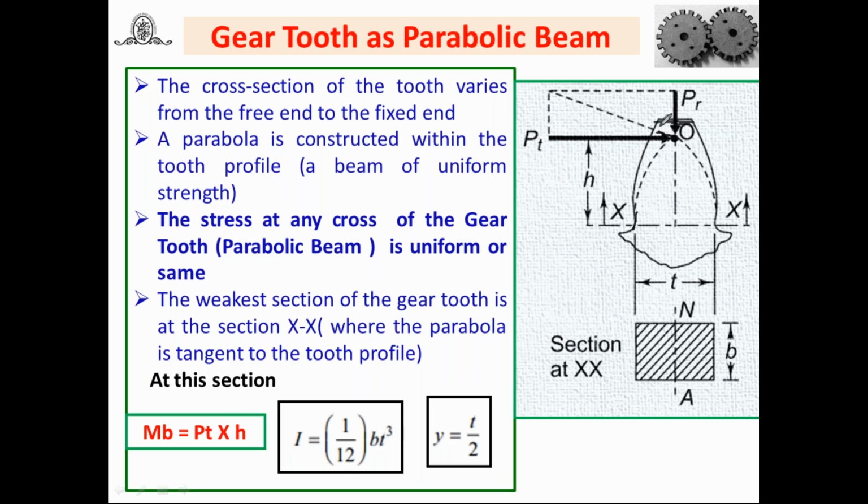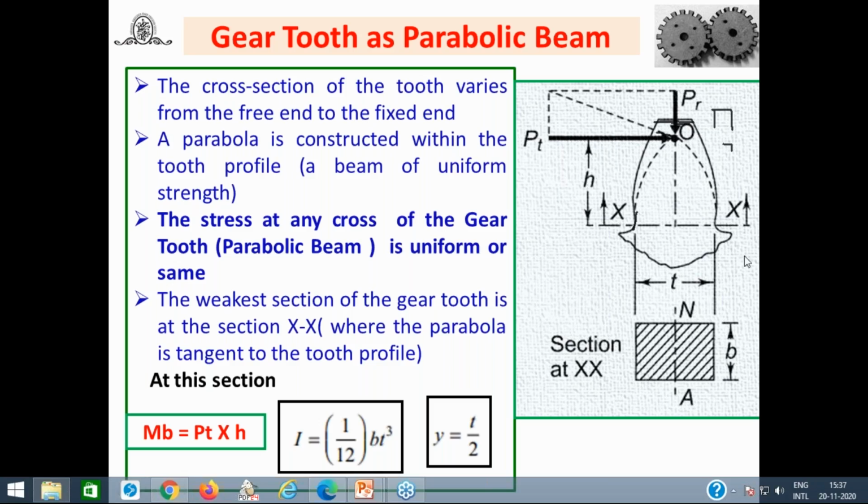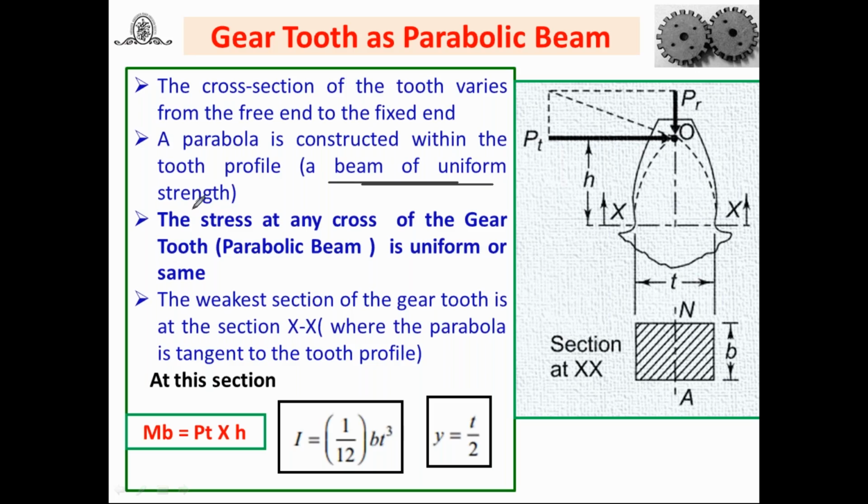Look at the diagram. You will find it's a varying one. It's not like a vertical rectangle or a square. Because of that, in the analysis, we should have a beam of uniform strength. And to have a beam of uniform strength here, a parabola is constructed within the tooth profile. This parabola, which is shown by the dotted line here, is constructed here.